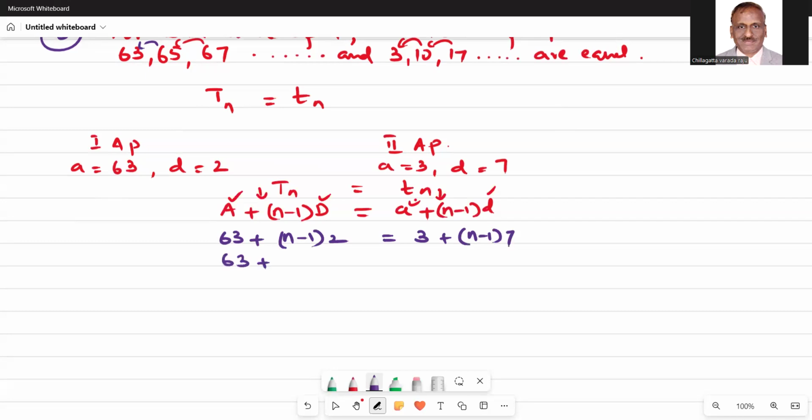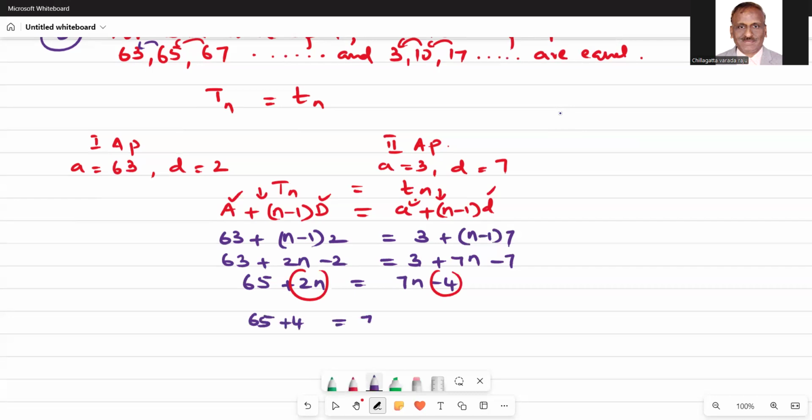63 plus 2n minus 2 is equal to 3 plus 7n minus 7. 63 minus 2 is 65, plus 2n is equal to 7n. 3 minus 7 is minus 4. Bring the like terms to one side. That means let me take 2n to the RHS and bring this minus 4 to the LHS. So what does it become now? 65 plus 4 is equal to 7n.